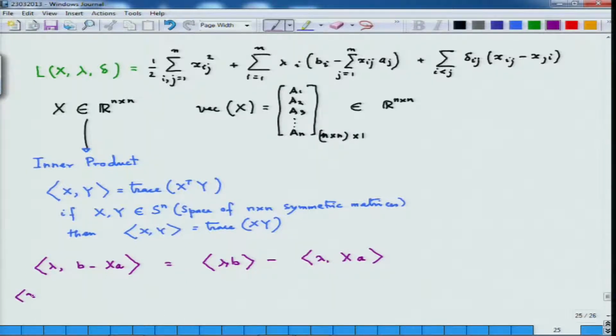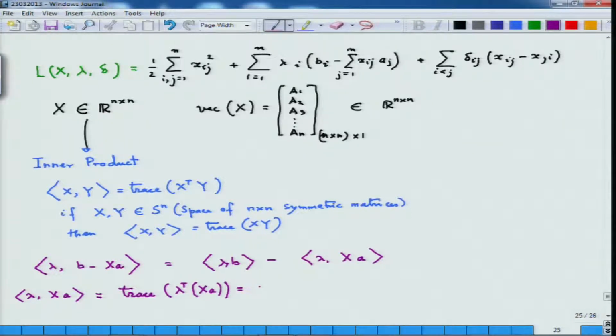Now look at this expression, lambda times xa. This inner product is nothing but the trace of lambda transpose xa. What I am trying to say is as follows: what is the trace of lambda transpose xa? Because lambda transpose xa is just a number, a 1 cross 1 matrix, its trace is that number.